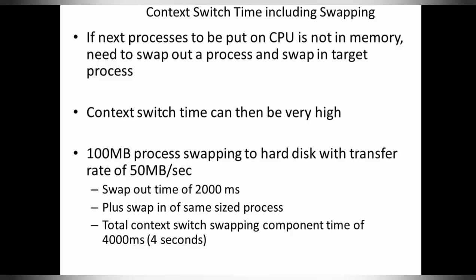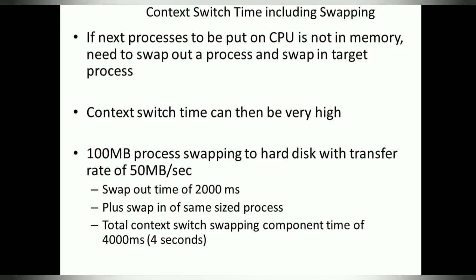Now I have already clarified what a context switch is and what swapping is. So context switch is happening on the CPU, swapping is happening on the memory. Now let us see an example. If swapping is included, then this context switch time could be extremely high.